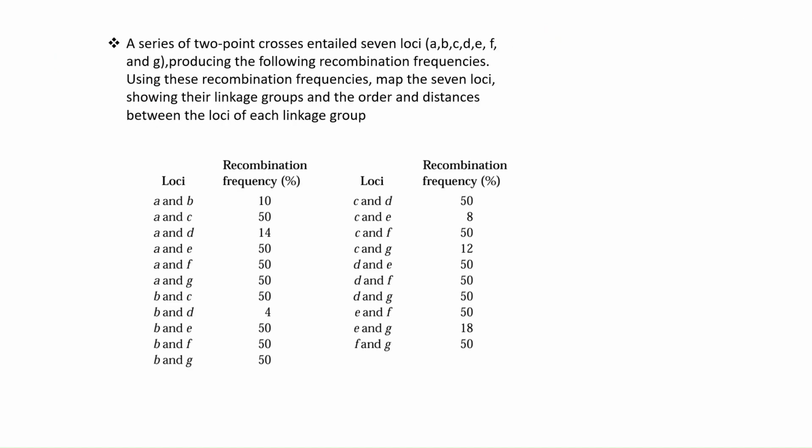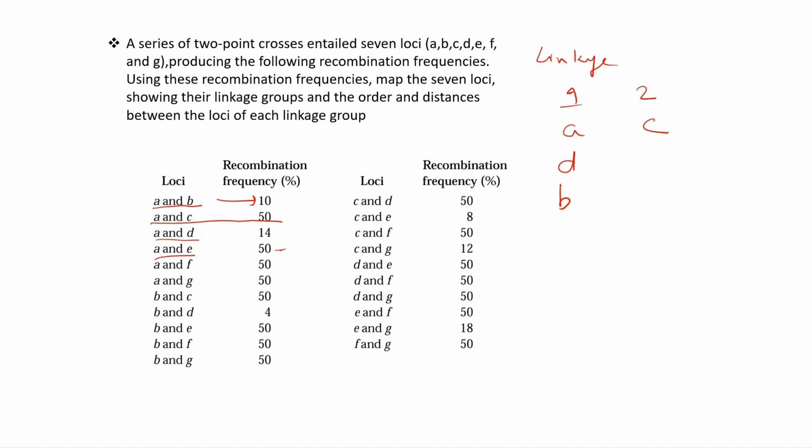Now this one is homework for you. You are given multiple gene pairs with their recombination frequencies and you have to map all of them. One hint: try to find the different linkage groups first. Linkage group 1, 2, and if there are more than 2, first find the different linkage groups. Let's start with A and C. It is 50%. So if I put A in linkage group 1, I have to put C in linkage group 2. Then A and D, 14, so D is also present here. A and B, 10, so B is also present along with A. A and E, 50, so E is not with A.